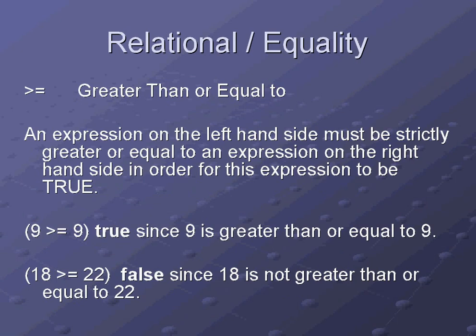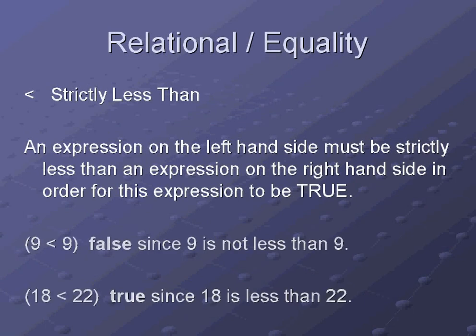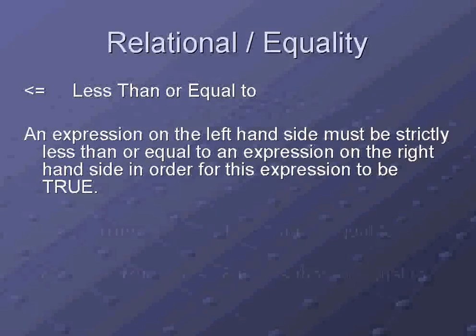And continuing on, we have strictly less than. So you see 9 less than 9 is false, 18 less than 22 is true, and less than or equal to: 9 less than or equal to 9 is true, 18 less than or equal to 22 is true.